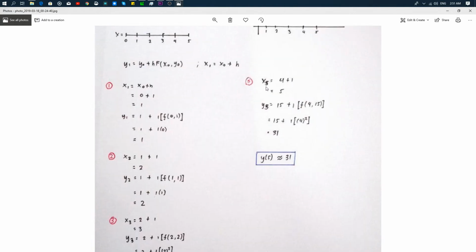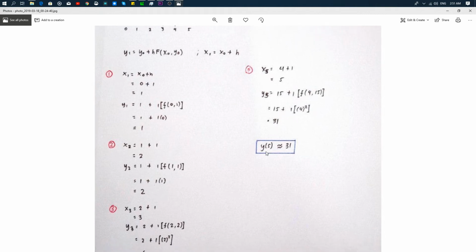So here at step 5, we have x sub 5 equals 4 plus 1, which is 5. Then y sub 5 equals 15 from the previous y sub 4. So 15 plus 1 times the function of 4 and 15. Inserting 4 into the x squared equation, 4 squared is 16, times 1 is still 16. 16 plus 15 gives us 31.